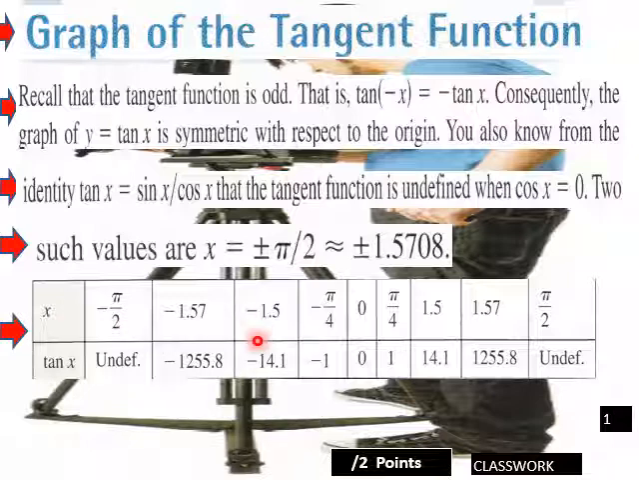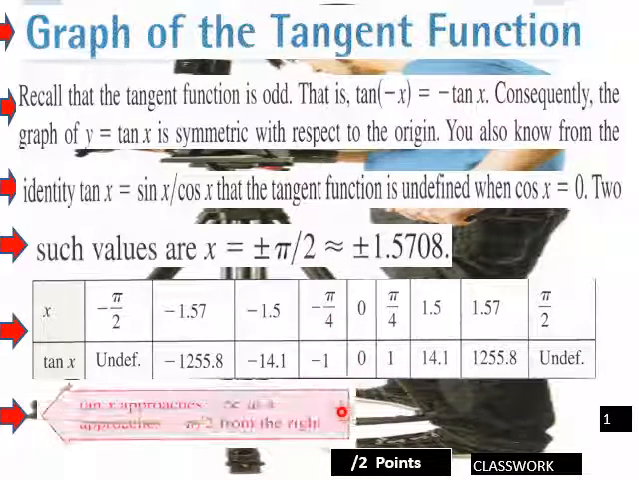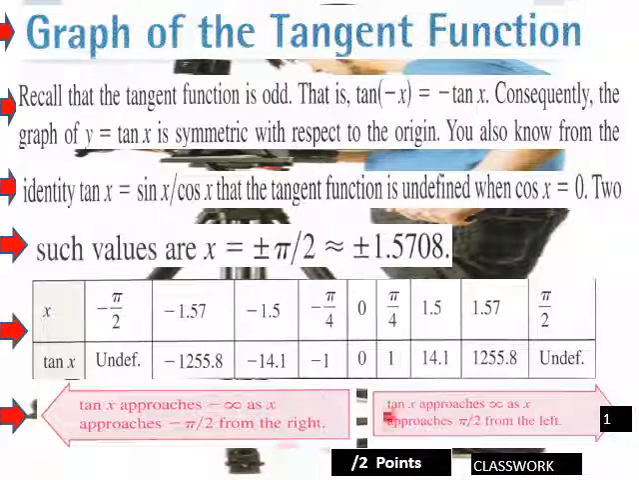So here is a table of a tangent function. You have undefined at negative pi over 2, and then you have undefined at pi over 2. And then everything else yields these results here. Okay, students, take that down on your classwork sheet. Tan x approaches negative infinity as x approaches negative pi over 2 from the right. And then tan x approaches infinity as x approaches pi over 2 from the left.